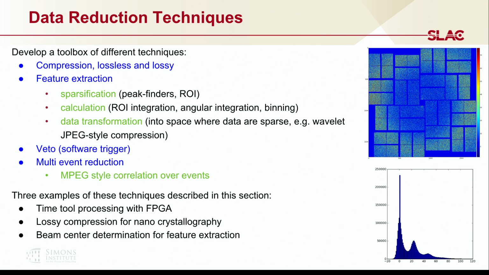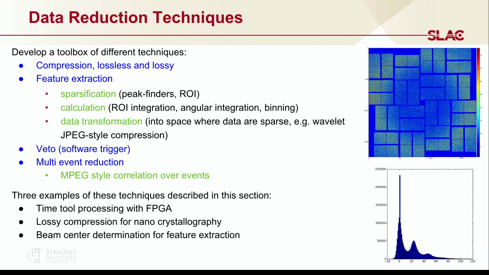Feature extraction: things like finding the peaks in an image and moving on only the peaks, doing a region of interest, integrating region of interest information, doing angular integration, which is a very powerful technique, binning, or transforming the data into a space where the data are sparse, like JPEG style compression.